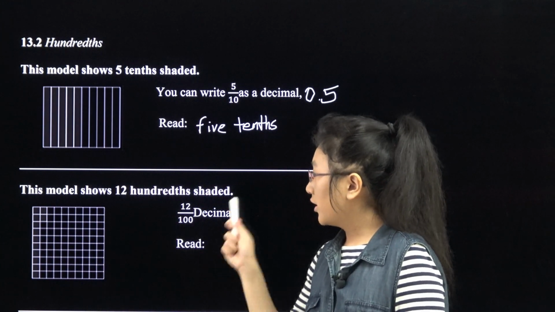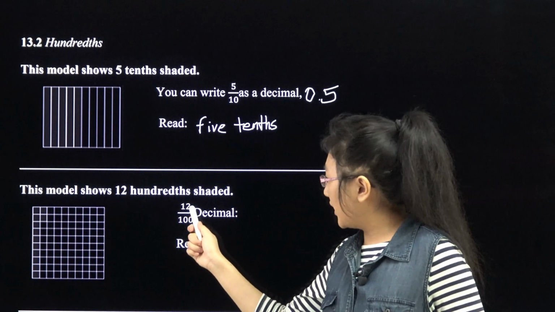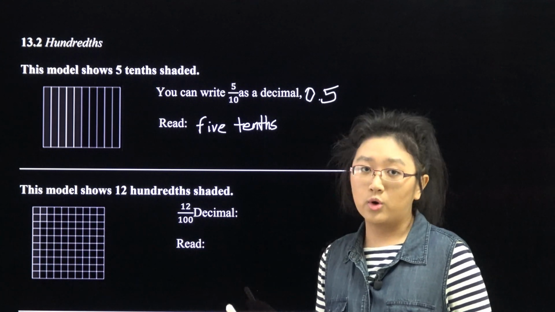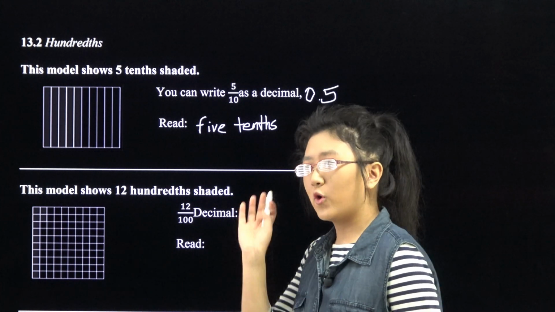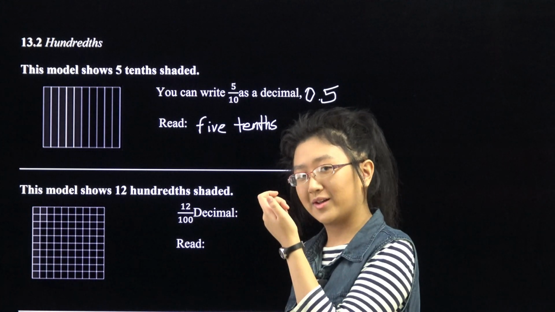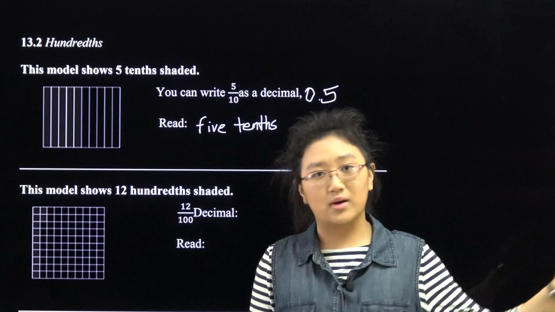This model shows 12/100 shaded. So the fraction would be 12/100. And I told you before that tenth has one decimal place, and hundredth has 2, thousandth has 3, and so on, so on, so on.